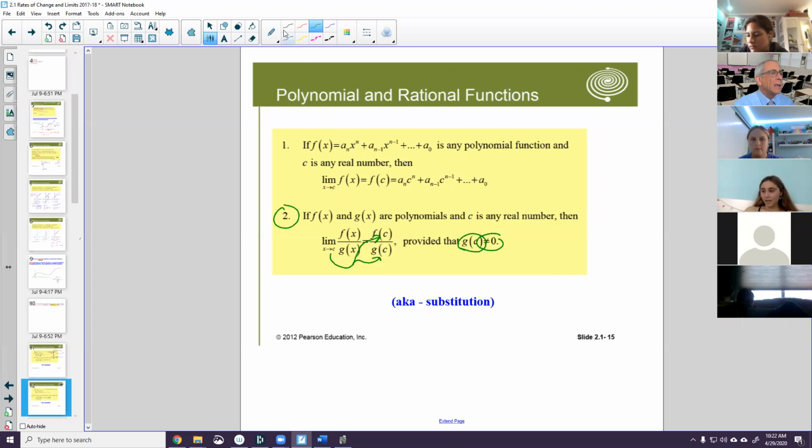Because if I plug that in and I find out that this is equal to 0, Megan, if this is equal to 0, what's it going to be? Undefined. It's going to be undefined. So I got to make sure that my denominator is not equal to 0. As long as the denominator doesn't equal 0, I can just use substitution to find the limit, no problem. But if the denominator equals 0, I'm going to have a problem. We'll find a method to solve that.